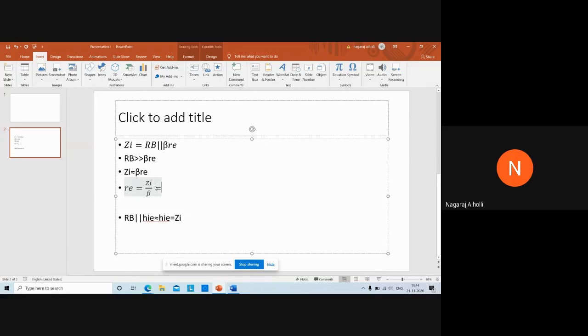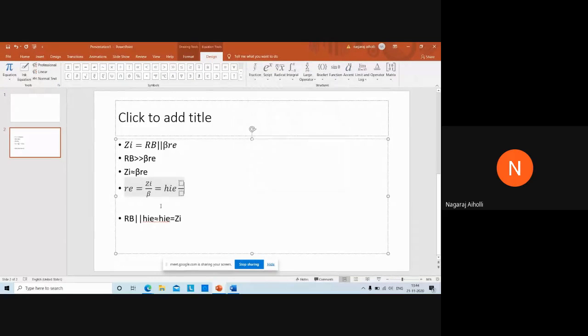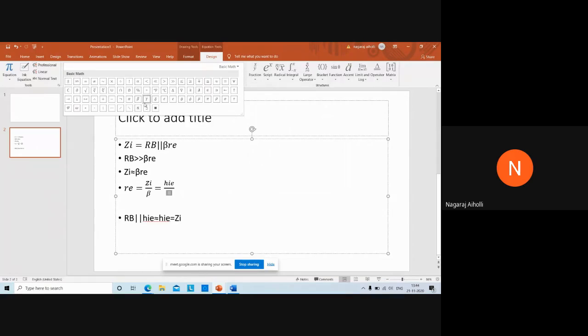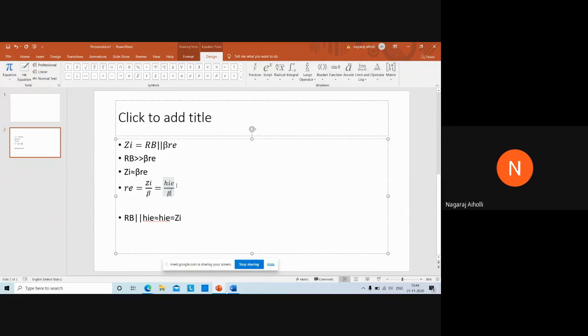But what is Zi? Zi is HIE, according to the second equation here. That means small re will be HIE divided by beta. So what is beta? Beta is also called HFE. Therefore, this is HIE divided by HFE. Beta is also nothing but HFE.